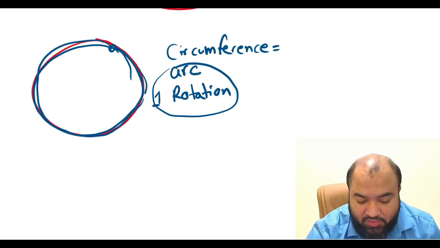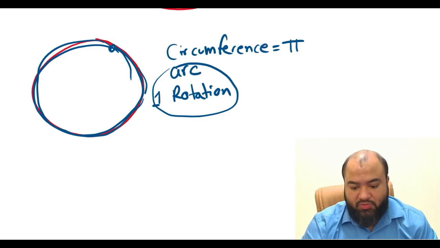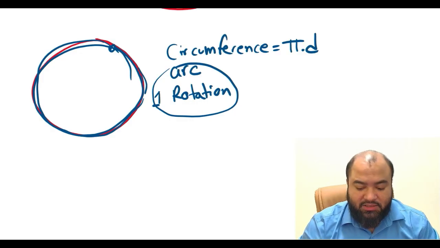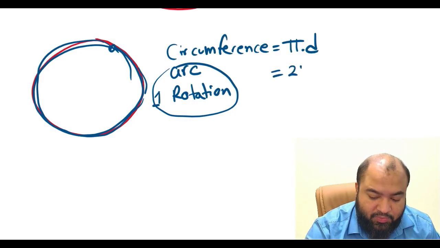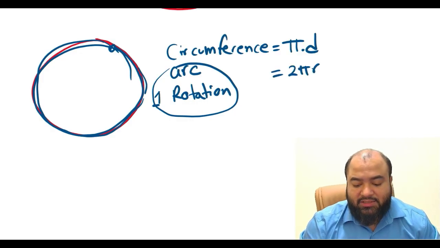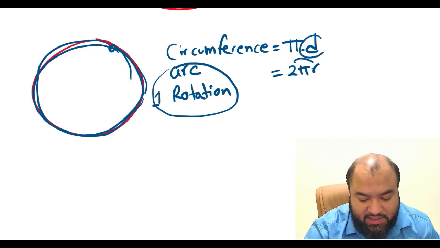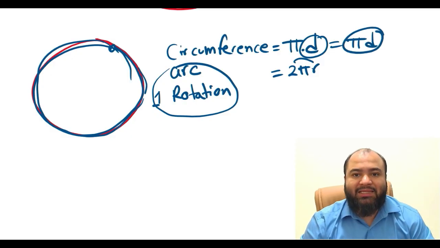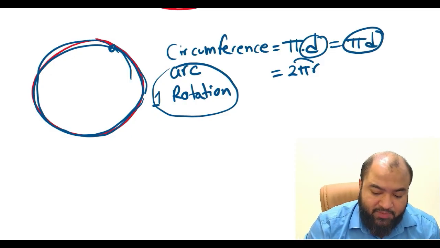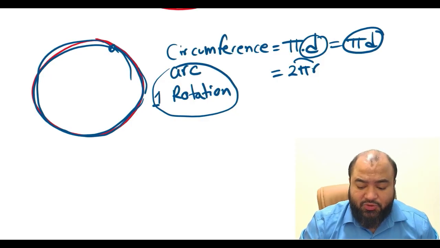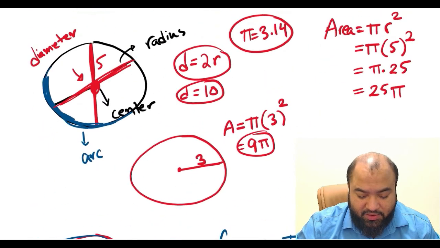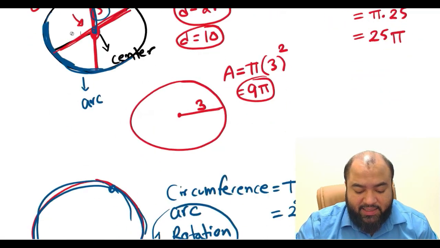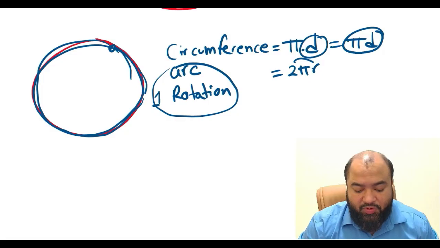The formula for circumference is pi times the diameter. Pi times the diameter. Some people call it 2 pi r. It's the same thing, because 2 times the radius is the diameter. So we'll learn pi d. That's the circumference of the circle. Now remember, the diameter is 2 times the radius. Whatever the radius is, the diameter is 2 times that.